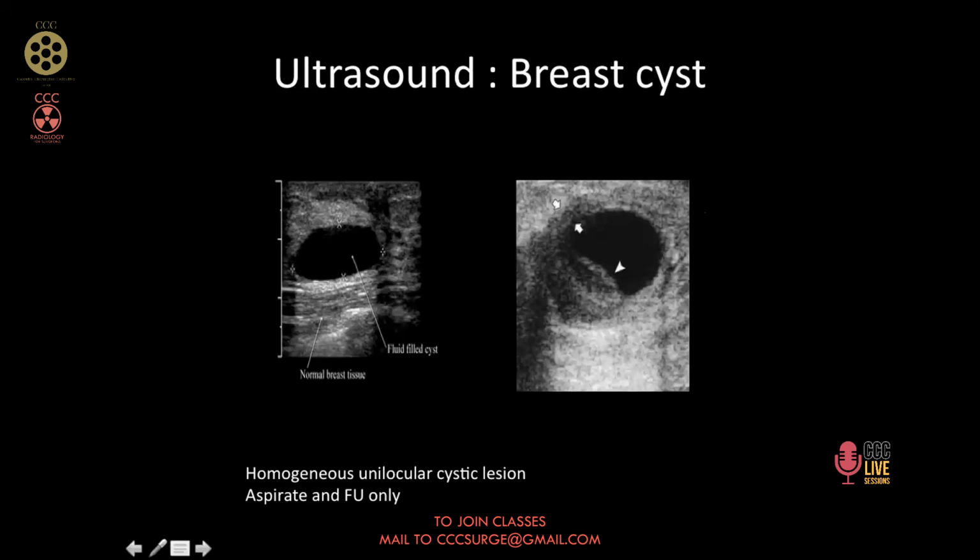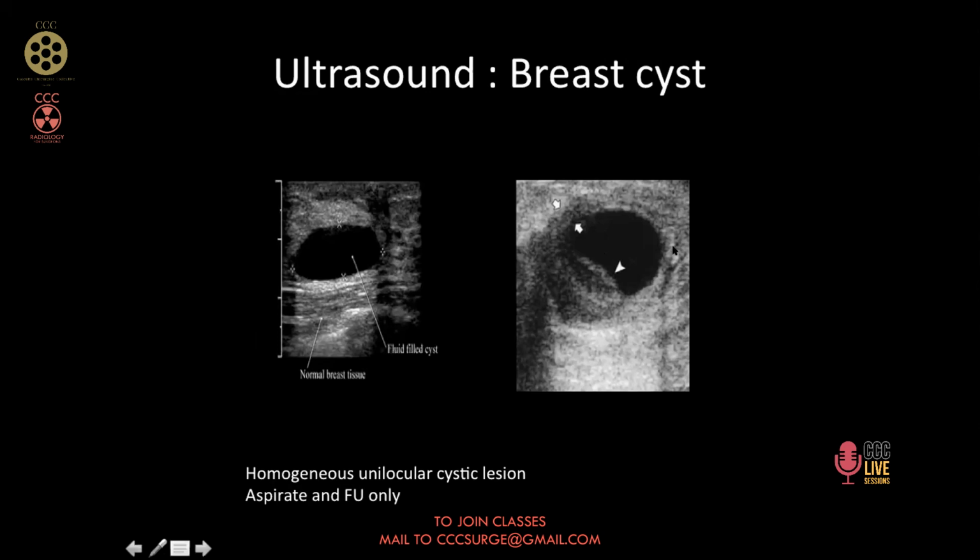Now look at this. What do you see in this one? Anybody who can tell me? Anybody who can interpret this ultrasound? So, cystic lesion with a solid component. Exactly. So you see the solid component here. This can be a papillary lesion, a papillary carcinoma. So there is a big difference.